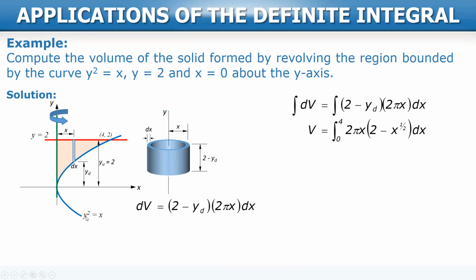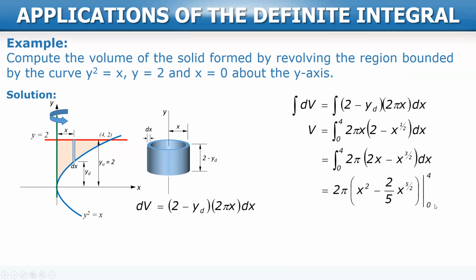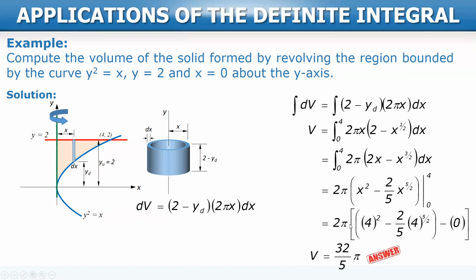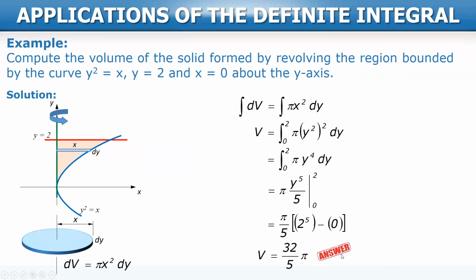How do you solve for y? It's simply square root of x or x raised to 1/2. And then after this, you distribute x and then use power rule. And then after that, evaluate from lower to upper limit. And then simplify. The answer is 32 over 5 times pi. Check the previous method. The answer is 32 over 5 pi.